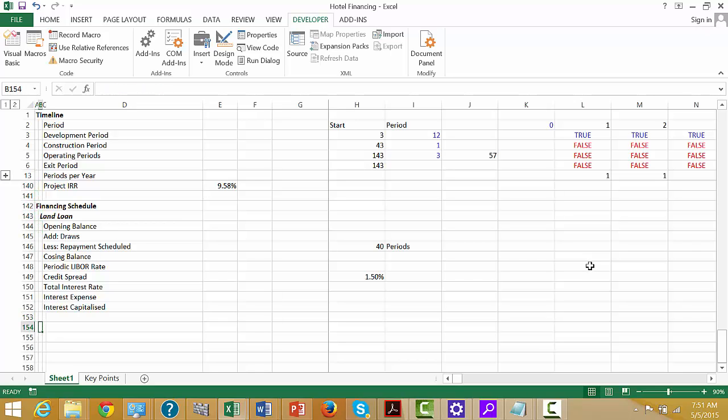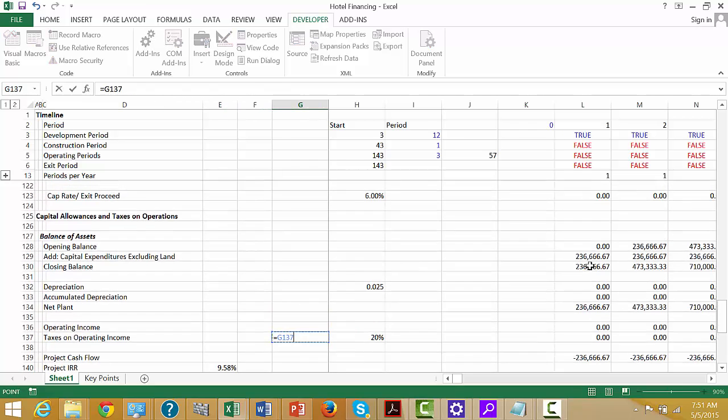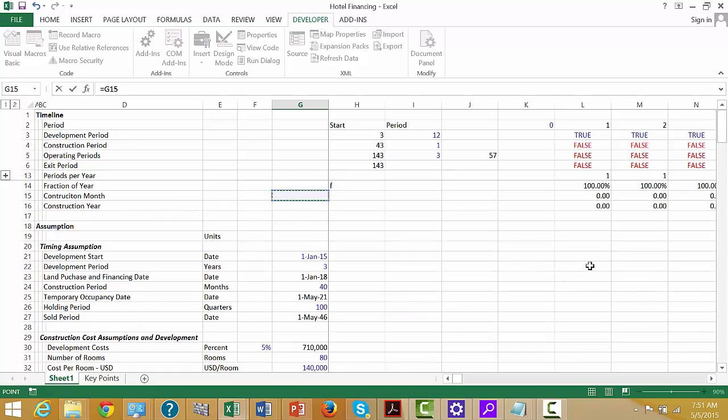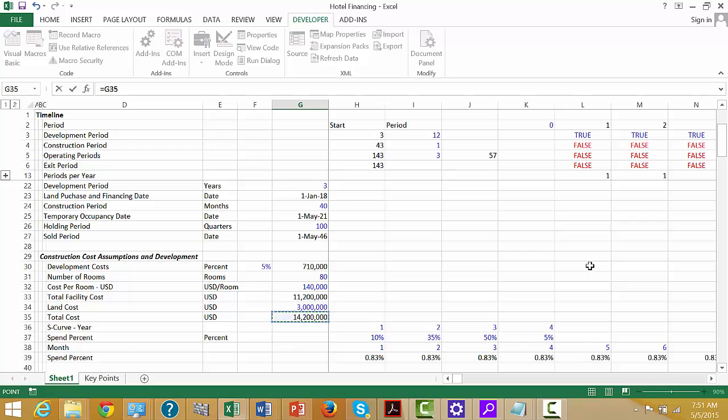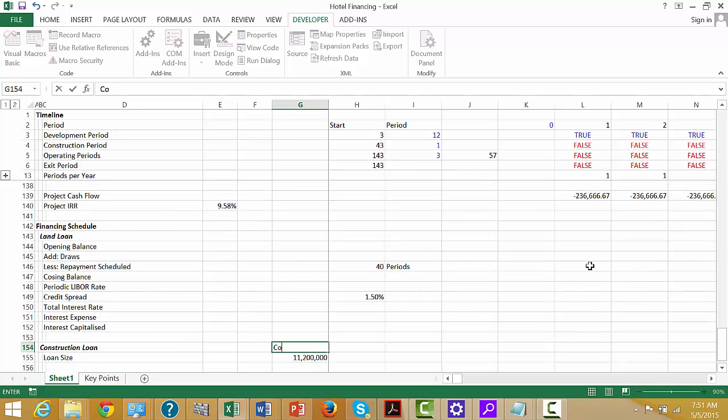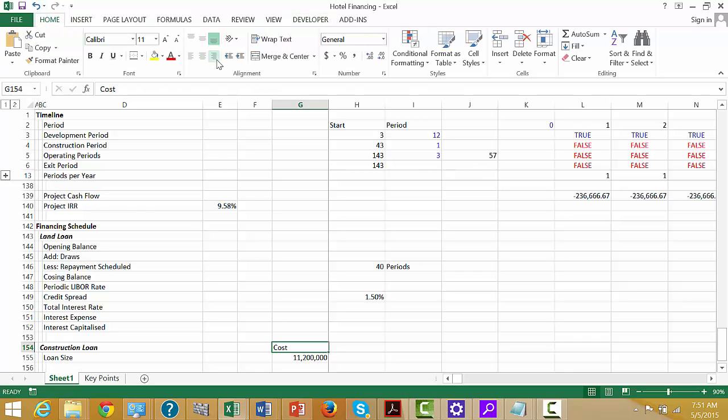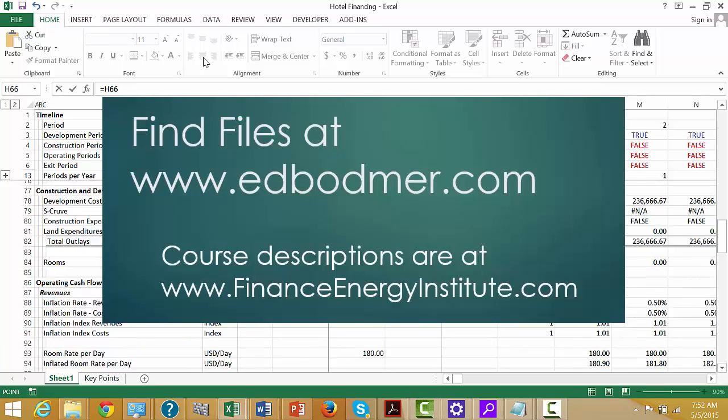So now let's do the same thing for the construction loan. On the construction loan, let's first put the loan size. And what we have is two things. We have the cost of the facility, and then we have the loan to value. Okay, and we put that assumption in.